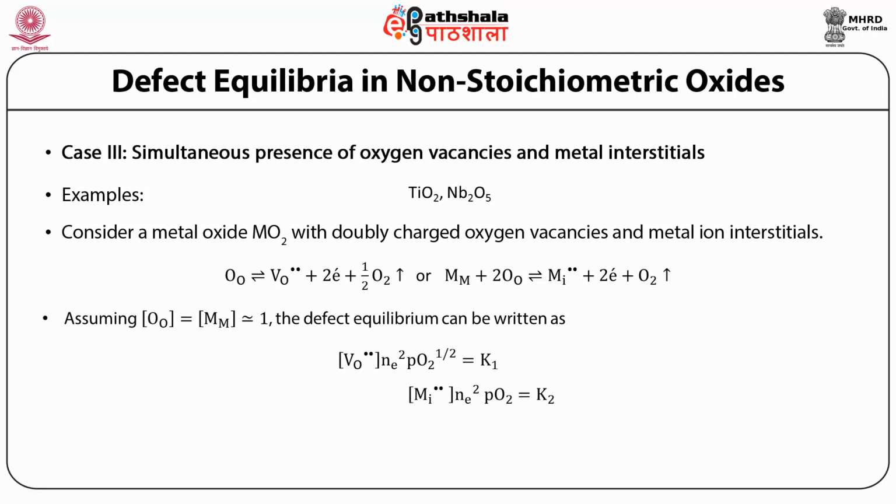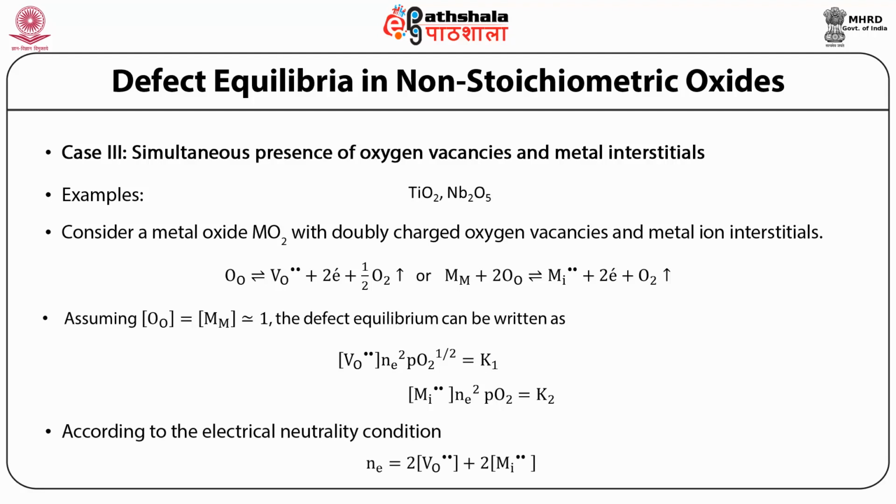Assuming that the concentration of OO and MM is approximately 1, the defect equilibrium can be written as the concentration of VO double dot times Ne squared, PO2 to the power 1 by 2 is K1, and K2 is equal to concentration of Mi double dot, Ne squared, PO2. So according to the electrical neutrality condition, Ne is equal to twice of VO double dot plus twice of Mi double dot.